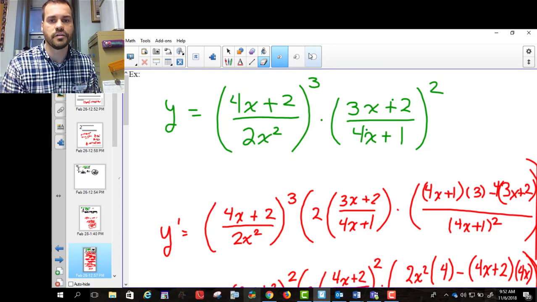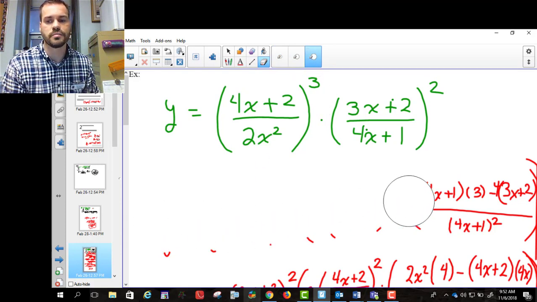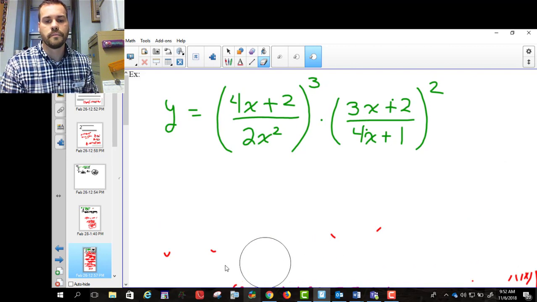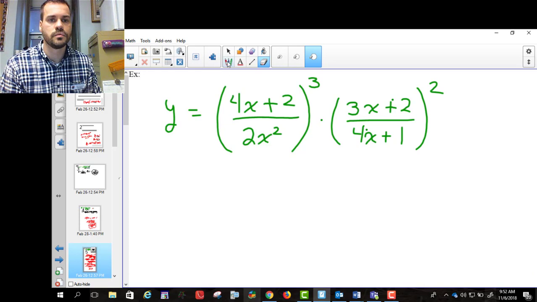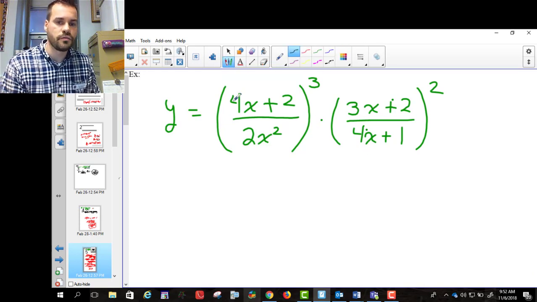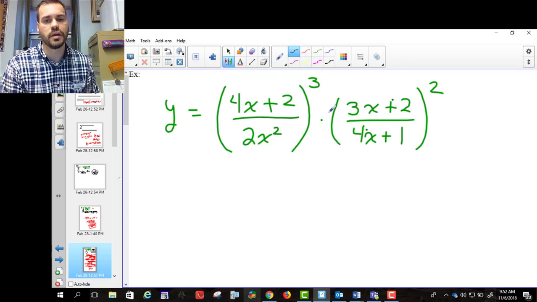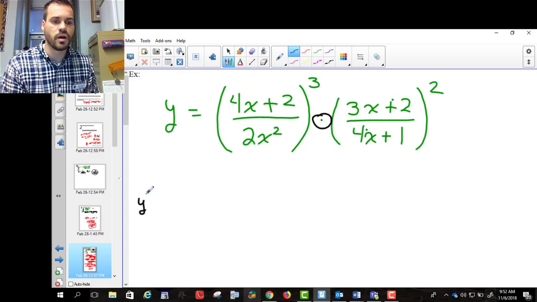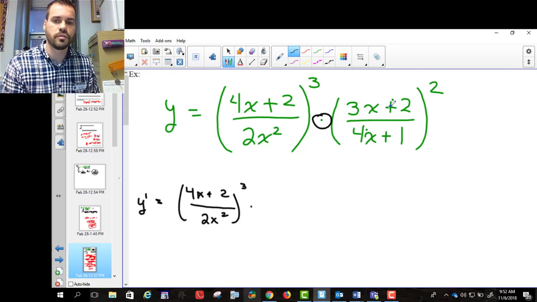And you can see, because I haven't erased it yet, that this is a rather large mess. But let's go through it and see where we go. So we have a function multiplied by a function. So the biggest operation is this guy. It's a product rule. So we're going to do the product rule. The product rule says take that first function, 4x plus 2 over 2x squared, cubed, and multiply it by the derivative of this function.